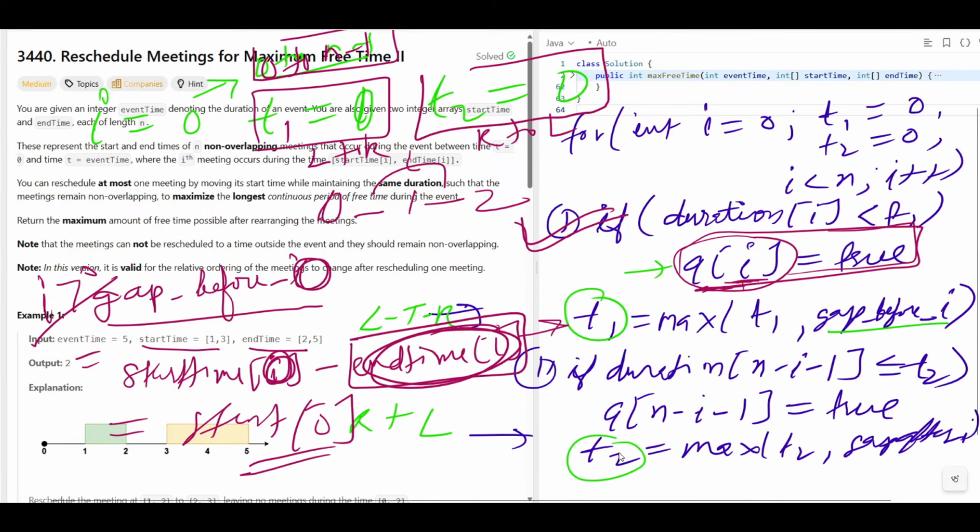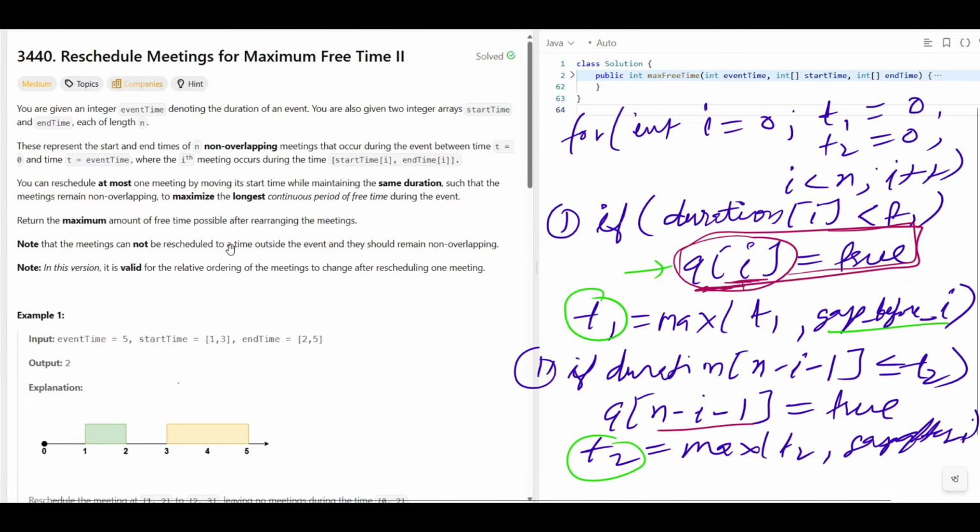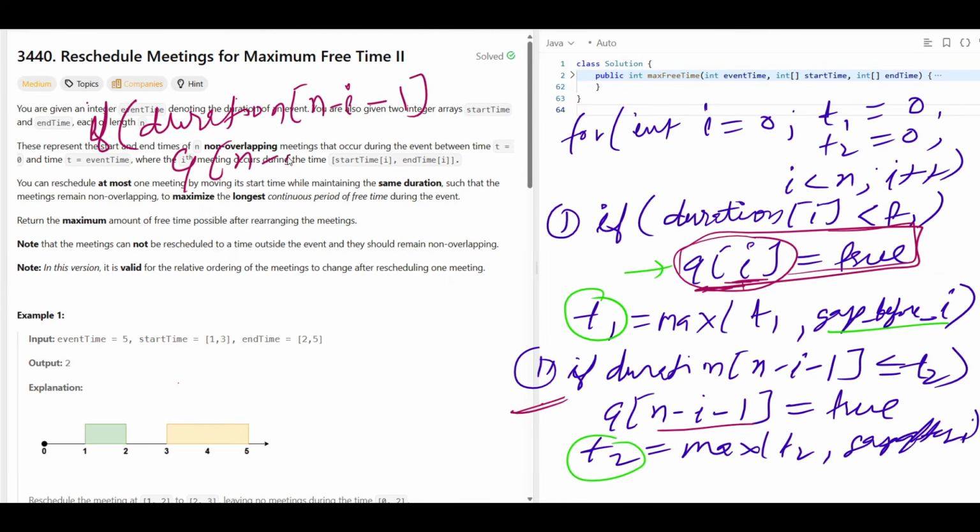Similarly we have here t2. We will find the gap after I, means we will update t2 with the current gap after the meeting at index n minus I minus 1. Give me 1 second. So what we will do, we'll check the duration at n minus I minus 1, this one. We are taking Q at n minus I minus 1, and we are saying true. It means we are going in the reverse direction, right to left, while the other was left to right. Now we are checking the index n minus I minus 1.